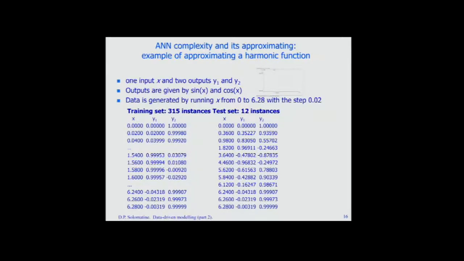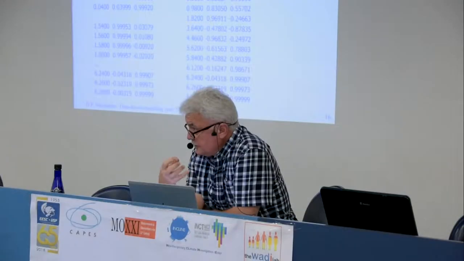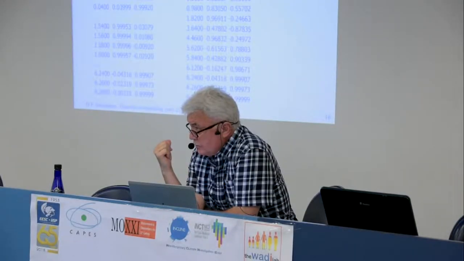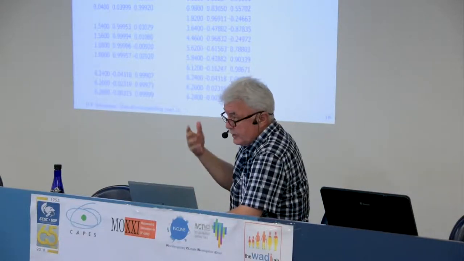So I generated this data to train the neural network to calculate outputs y1 and y2, with one input and two outputs. It's a bit of a strange model, but okay, that's what I wanted to do, just to demonstrate that this model is able to handle two outputs instead of one.